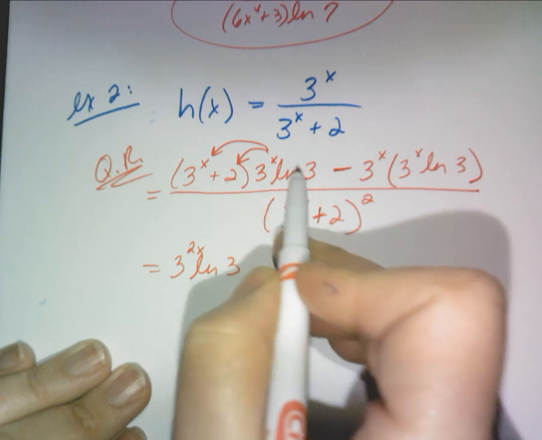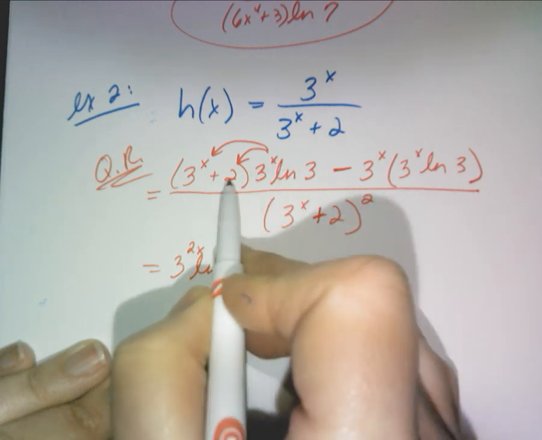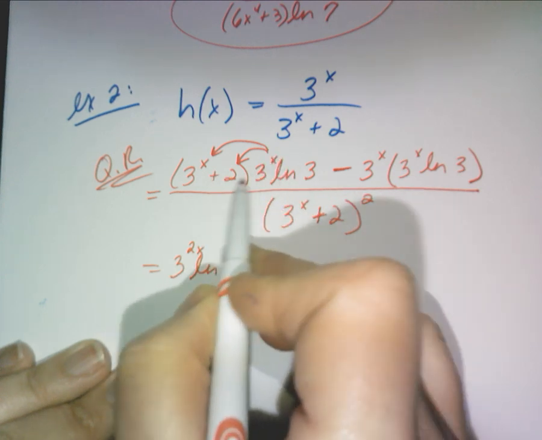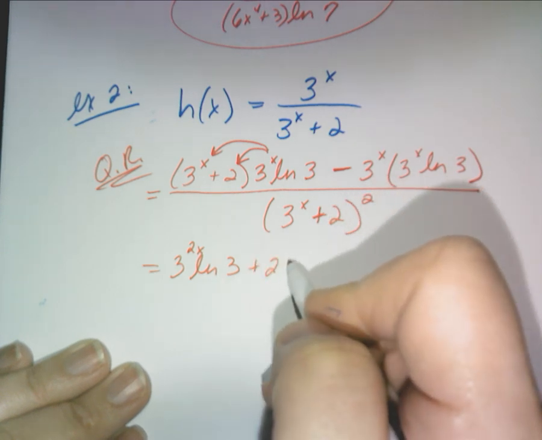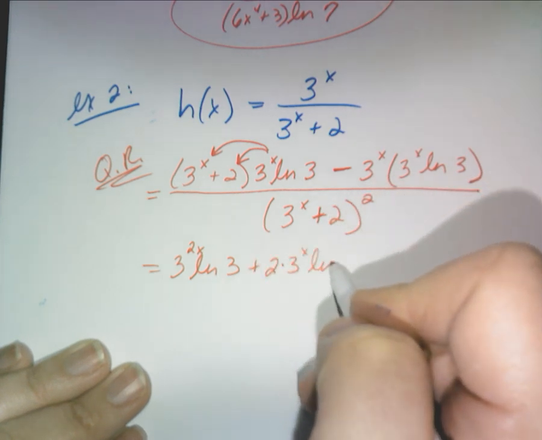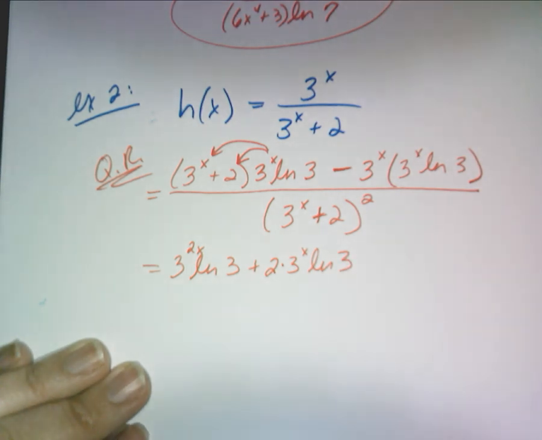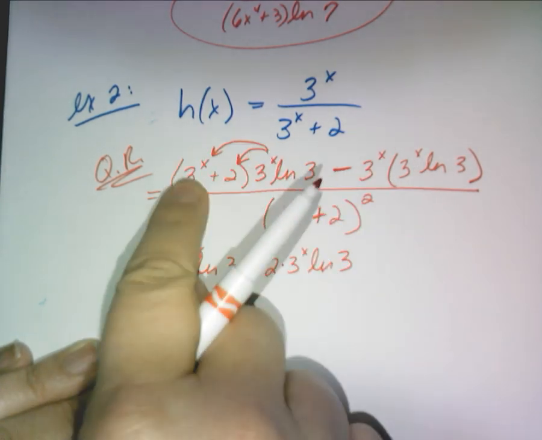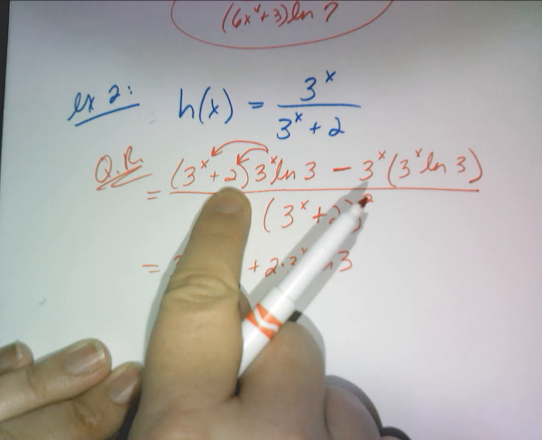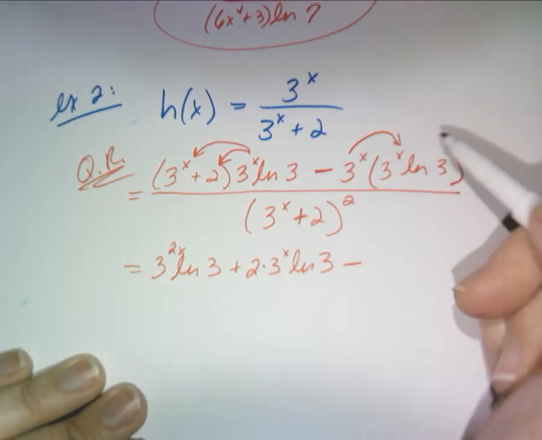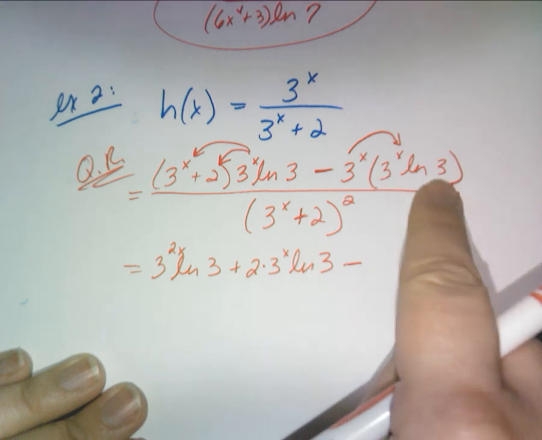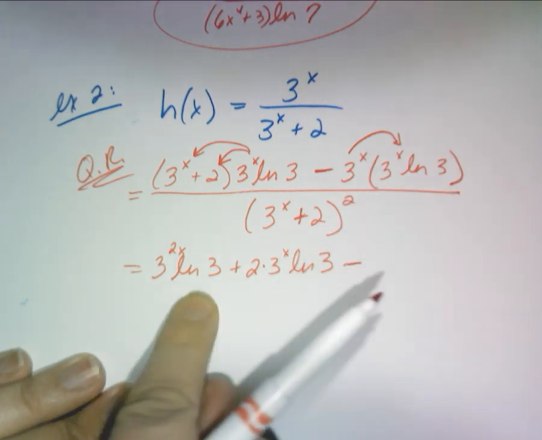When you multiply something that has an exponent times a 2, am I allowed to say, oh, that's 6? No. I actually could only write it as 2 times 3 to the x ln 3. Okay? So I did this times that, minus, what does this become? What does 3 to the x times 3 to the x ln 3 make? Isn't it the same thing that we just did?